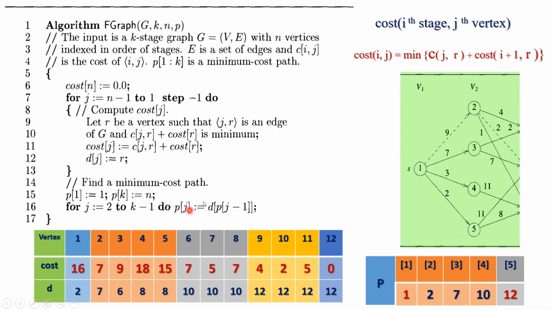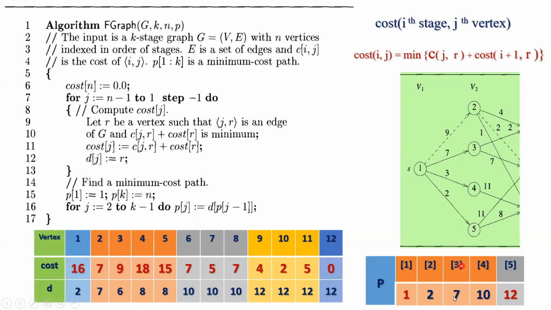J, P, okay. J minus 1 is 4 minus 1, which means d of 3. What is d of 3? Sorry. So here I have to write d of P of j minus 1. Okay, J is 4. J minus 1 is 3.